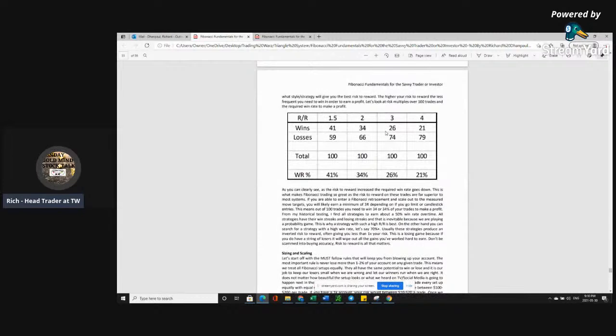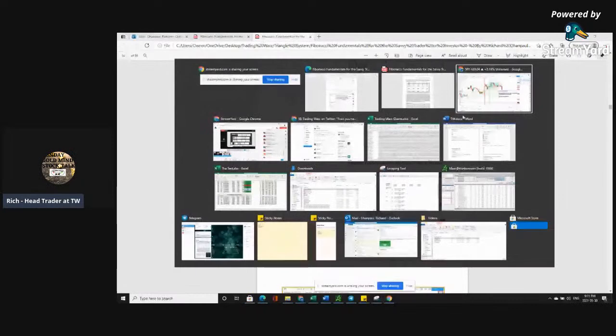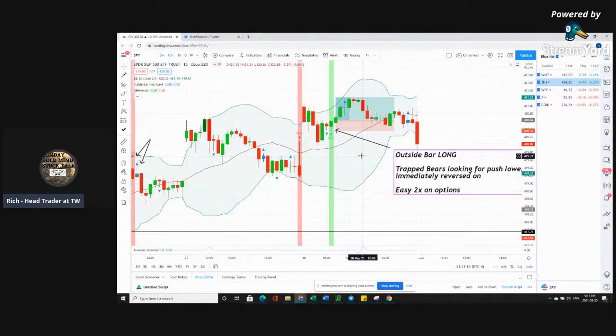So let me ask you, as traders, do you think you can win 34 out of 100 trades? Do you think that's possible? If you think it's possible to win 34 out of 100 trades to make a profit with 2-1 risk to reward, put a 1 in the chat. If you don't think it's possible, put a 2. What I'm saying here, guys, is we're going to take 100 outside bar trades. We just need to win 34.